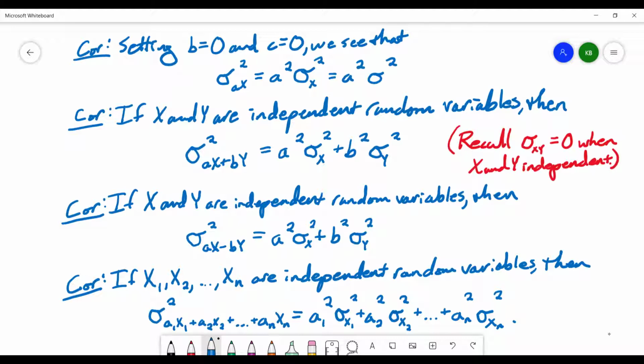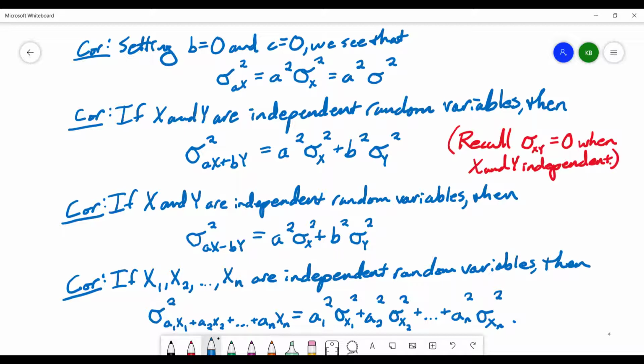Carrying on with our independent random variables example, if x and y are independent random variables, then the variance of the linear combination ax minus by is also a squared times the variance of x plus b squared times the variance of y. And this is because b is being squared. So regardless of whether b is a positive or a negative number, or being added or subtracted, it's being squared, and that's going to turn into a positive for us.